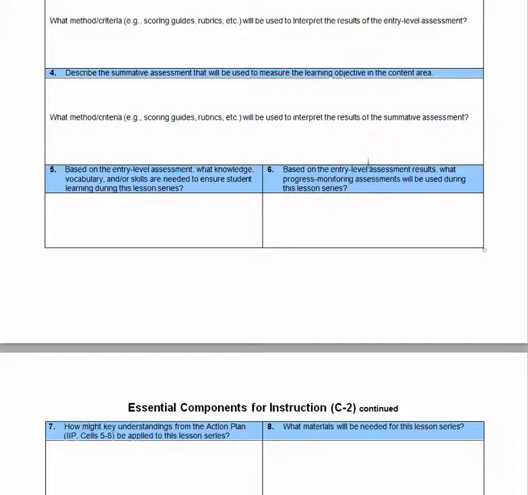So when you get the results of that entry-level lesson, what are some things that you know you can support them throughout? Progress monitoring assessments are how you are assessing them on a day-to-day basis. Every lesson that you give has some sort of progress monitoring assessment. It might be a quick write, a show of hands, a little group activity, a quick quiz, or verbal communication with the students. So what are some good progress monitoring assessments that will get your students to where they need to go by the end?